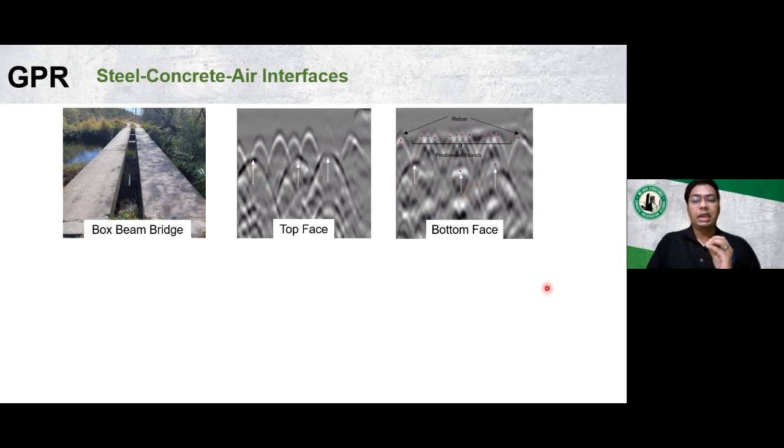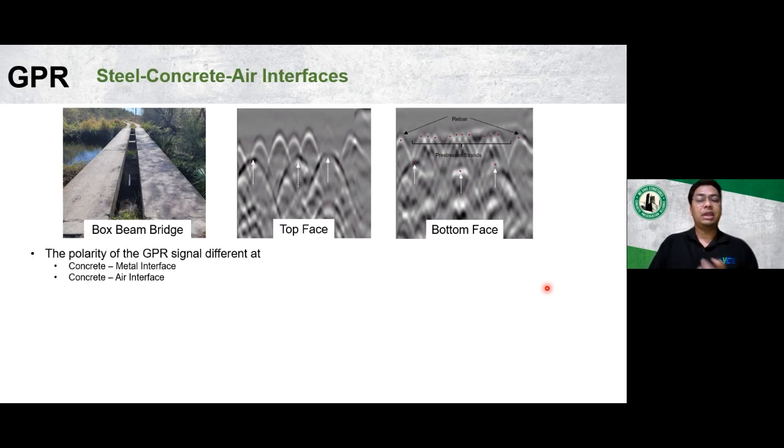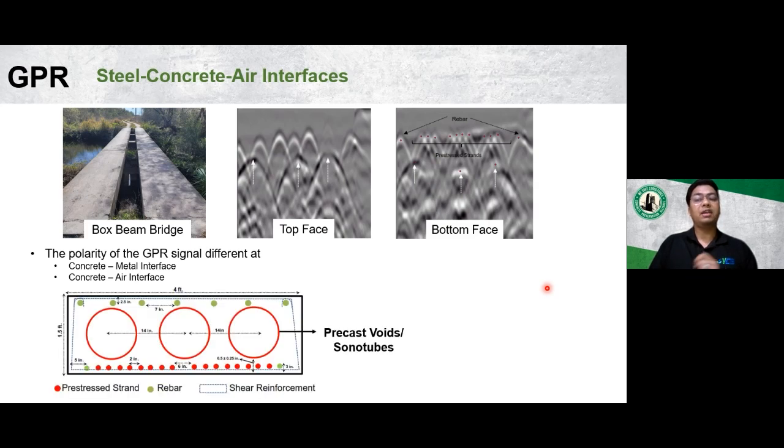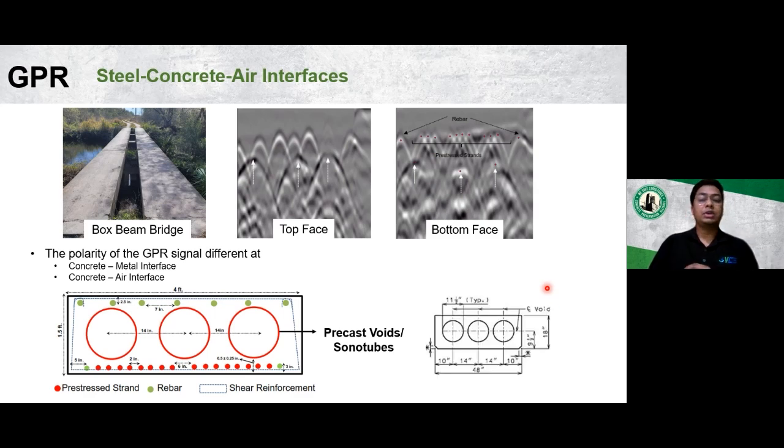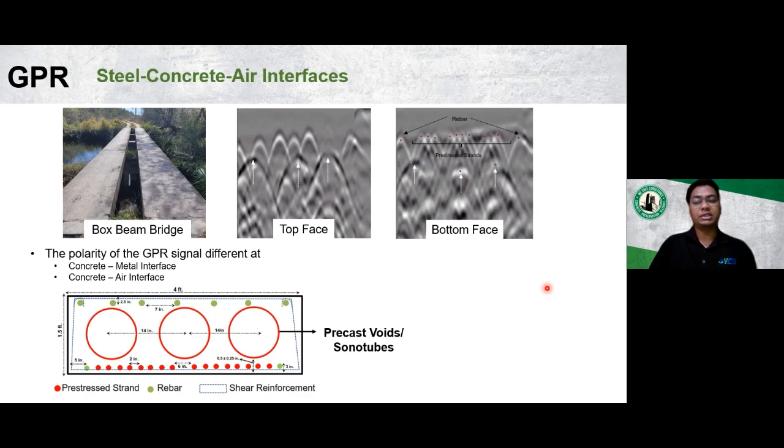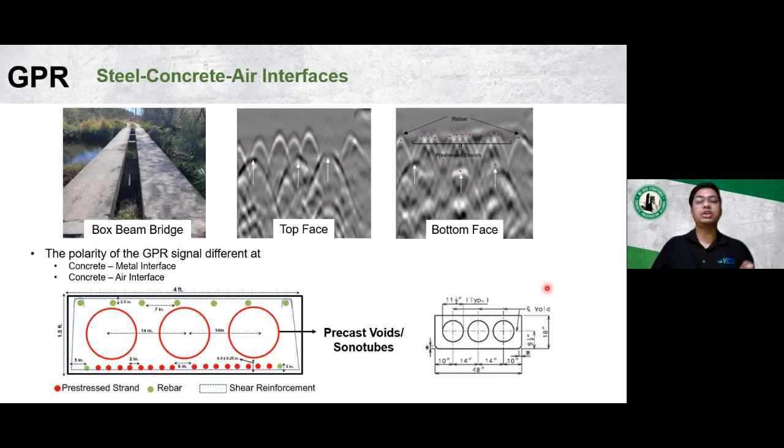So it implies a presence of a different interface when there is a polarity change than a steel concrete interface. And these three peaks in reality correspond to a concrete air interface, which confirmed the presence of sonotube or a precast void in the box beam. So the person analyzing the data should also be cognizant of such nuances in the data analysis. And also, once you have the data, the layout confirmed, then the engineer can always compare it to a standard layout present in the specs or the standards.